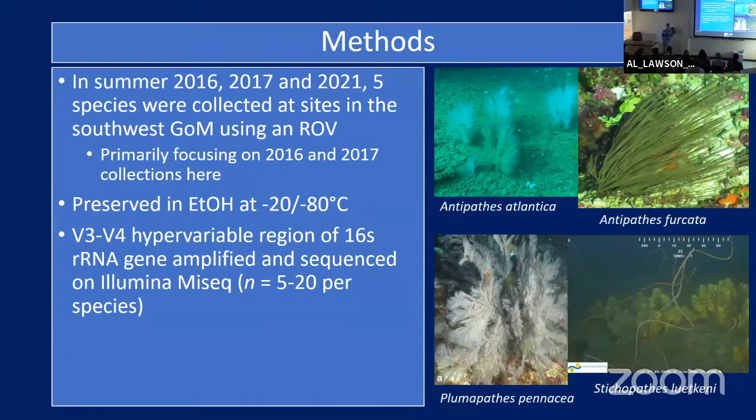In 2021, I also collected some using scuba diving, but the primary focus is really looking at 2016 and 2017 to try and eliminate some of the time-based bias we might see. They're preserved in ethanol and then stored in freezers. I came along and pulled them out of the freezer and did PCR amplifying the V3, V4 hypervariable region of the 16S RNA gene, just standard metabarcoding protocol for microbes.